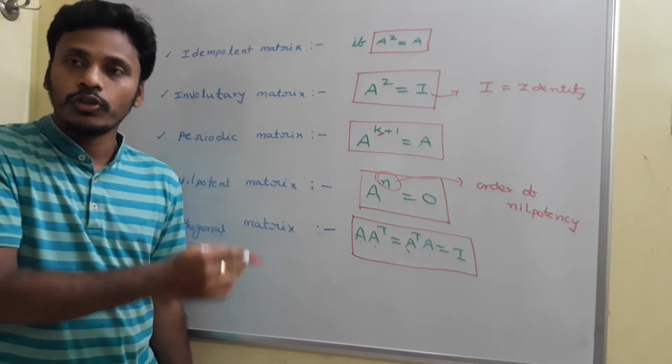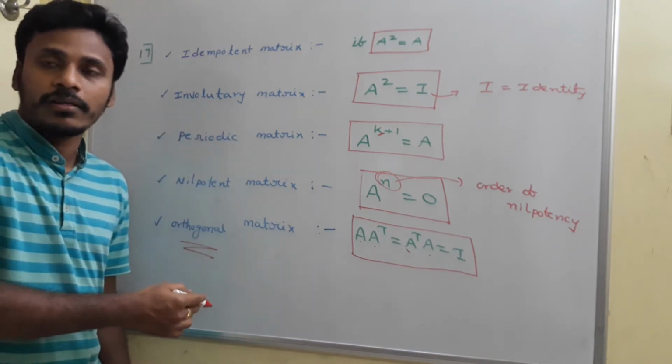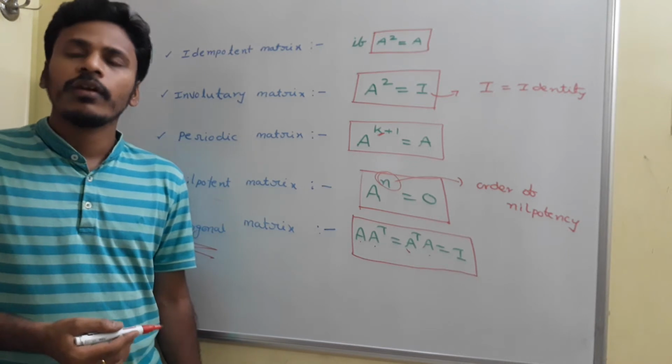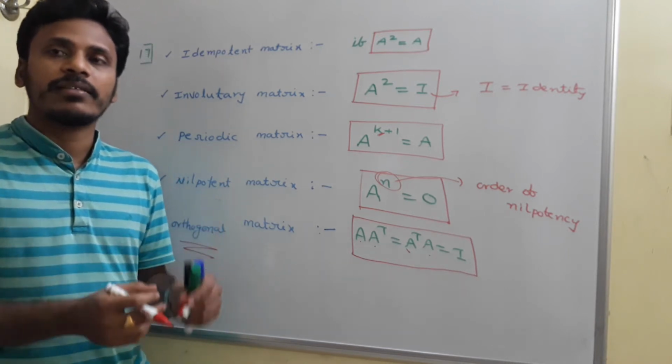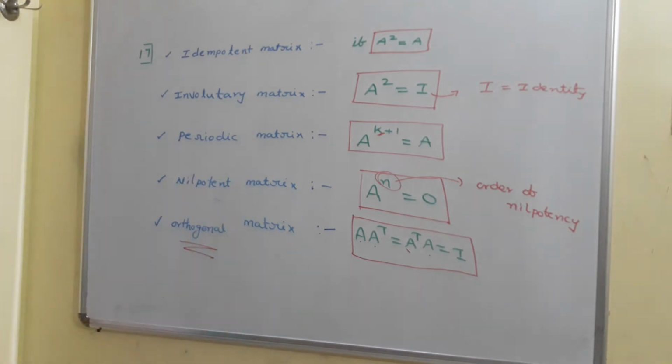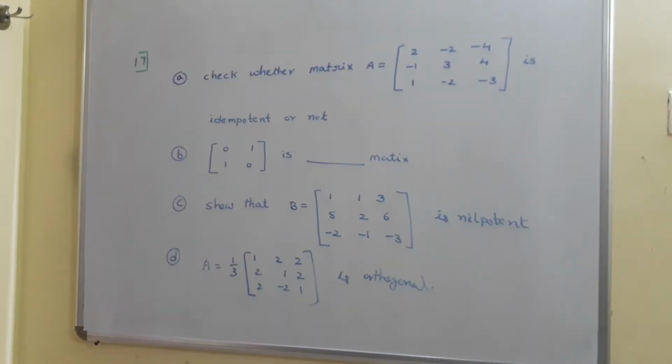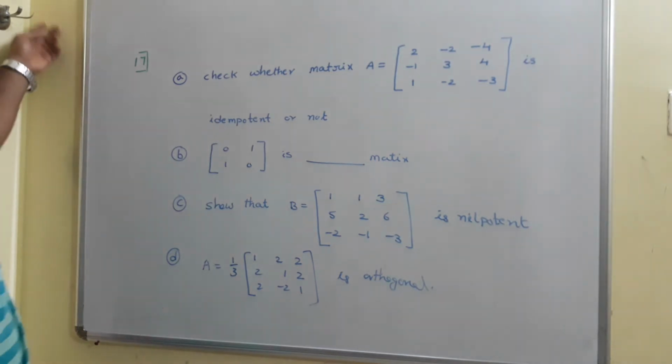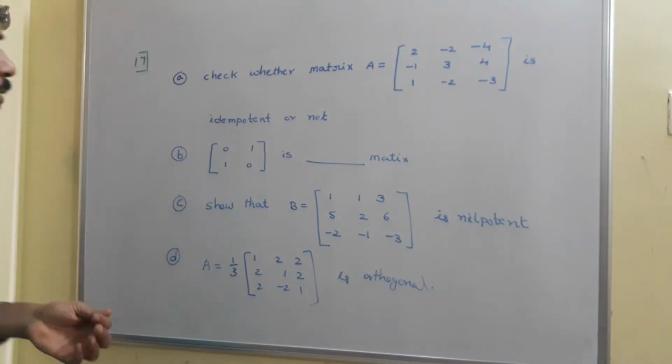Just observe these definitions and these types of matrices, and now we are going to identify some examples for all these matrices. Just look at the board. Related to the types of matrices, I mentioned here some examples, or you may take them as problems.